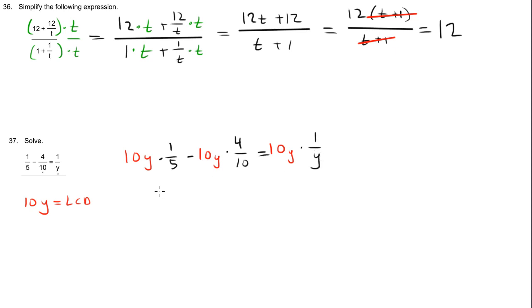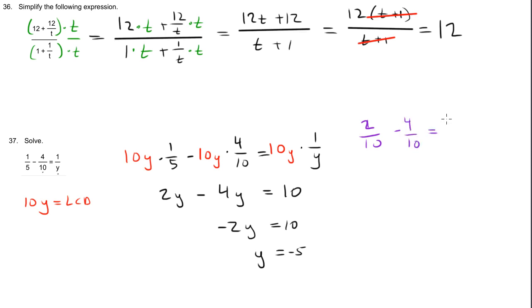So this is 2y minus 4y equals 10. So negative 2y is equal to 10. Y is equal to negative 5. We can check this too. 2/10 minus 4/10 is equal to 1 over a negative 5. Negative 2 over 10 is equal to negative 1 over 5. Yup, that checks out.